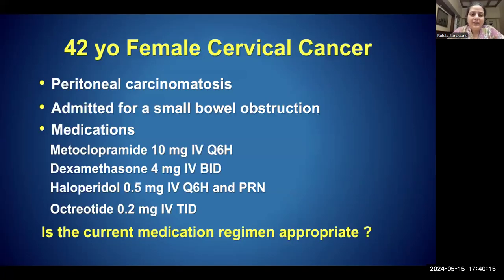Now, explaining it with an example, it's a 42-year-old female with cervical cancer. She has peritoneal carcinomatosis, admitted with small bowel obstruction. Currently, the medication is metoclopramide 10 mg Q6 hourly, dexamethasone 4 mg BD, haloperidol 0.5 mg Q6 hourly plus PRN, as and when needed, and octreotide 0.2 mg IV TDS. Is this the correct regime, or do you feel that it should be something different?